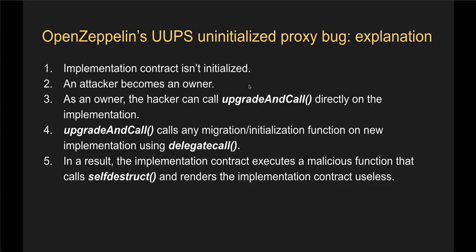So here's a step-by-step exploit situation. The implementation contract isn't initialized. An attacker becomes an owner by calling the initialize function. As an owner, the hacker can call upgrade directly on the implementation. Upgrade calls the initialize function on a new implementation using delegatecall. And as a result, the implementation contract executes a malicious function that calls selfdestruct and renders the implementation contract useless.